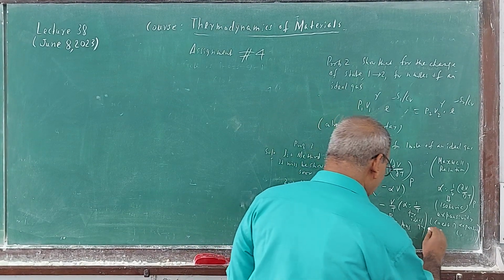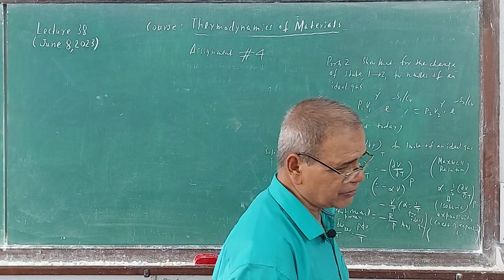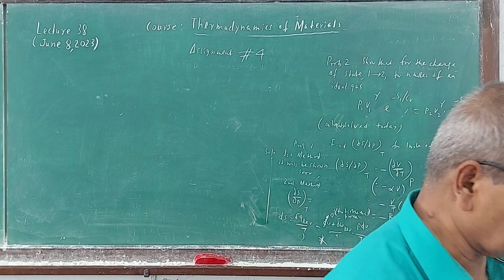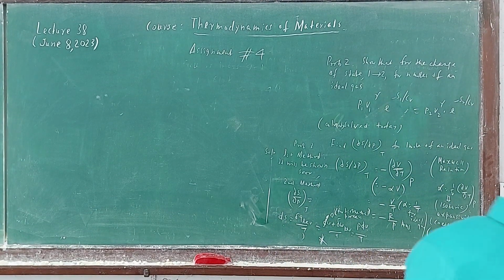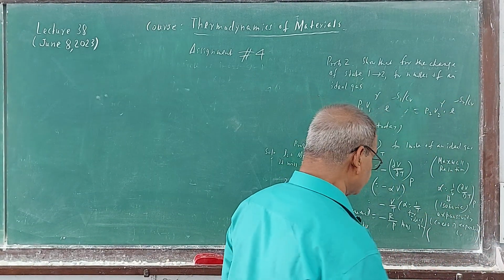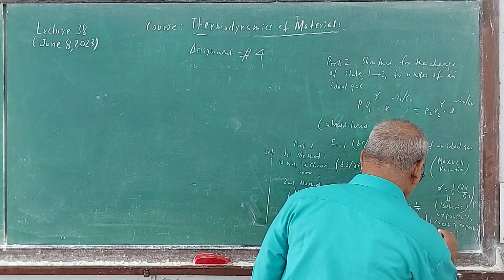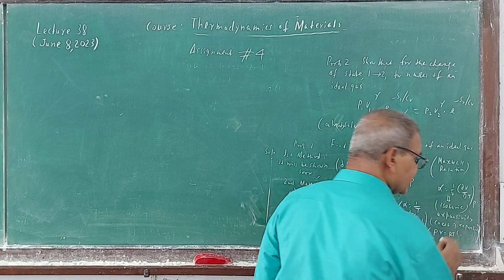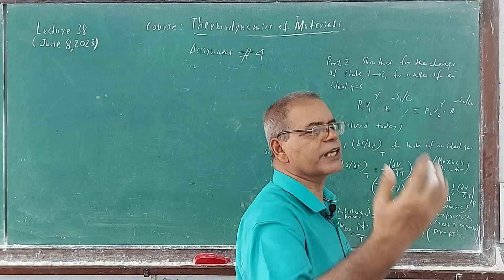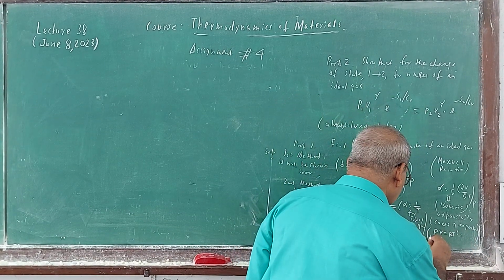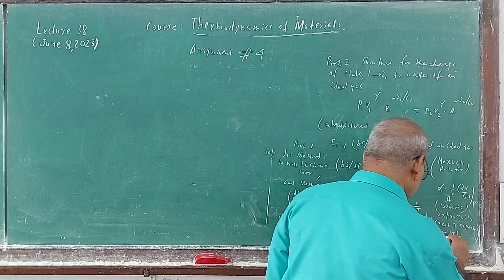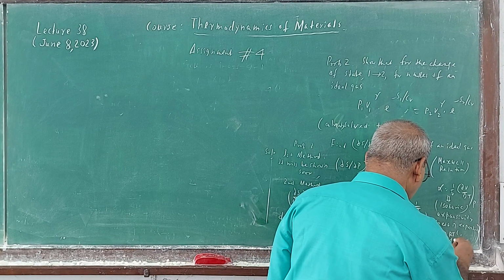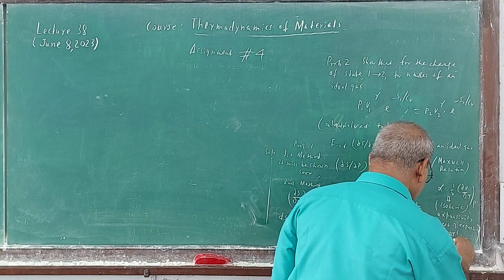So this is always applied. Your calculus and other things, I don't know what has been done previously, first year, high school. Very difficult. PV is RT. What you can write without any restriction is always right. PdV plus VdP is RdT by differentiation.